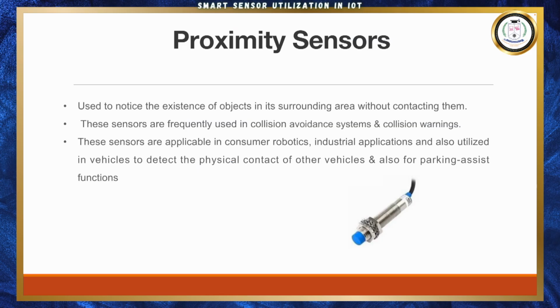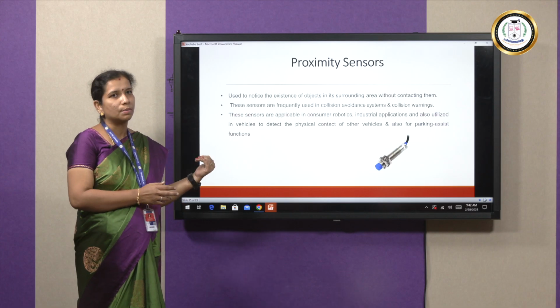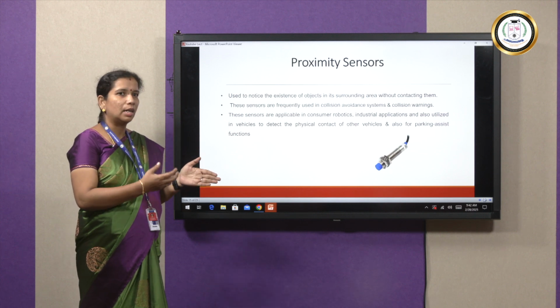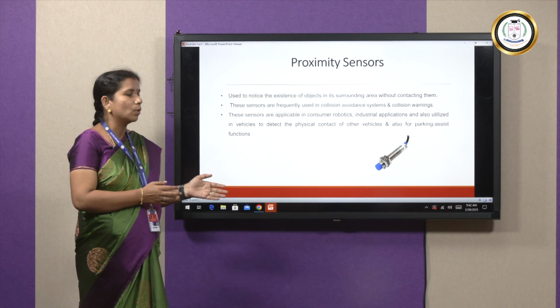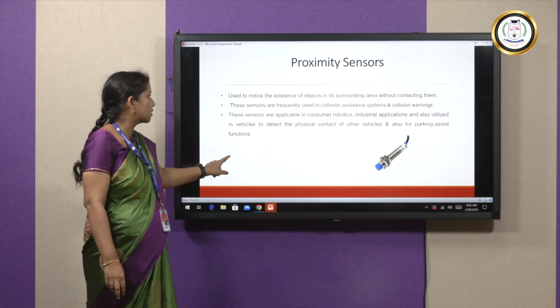Next is the proximity sensor, which is used to detect objects in the surrounding area without contacting them. For example, in our automobile system, we have this proximity sensor. When we are reversing, we get an alert when the vehicle is going to collide with the wall. In such cases we use the proximity sensor.